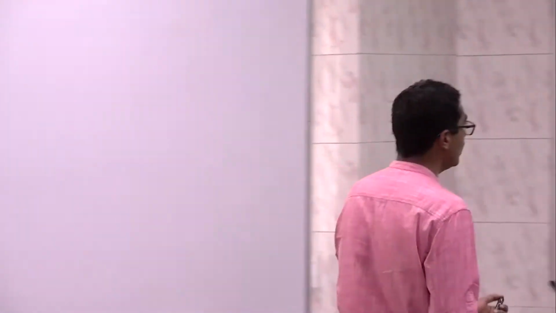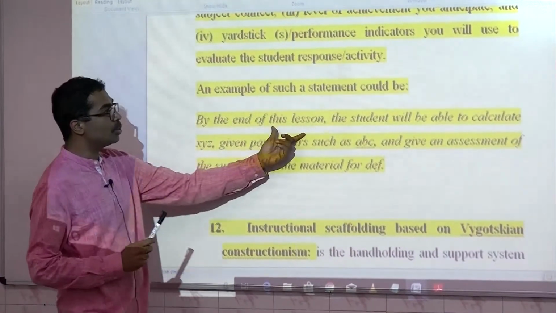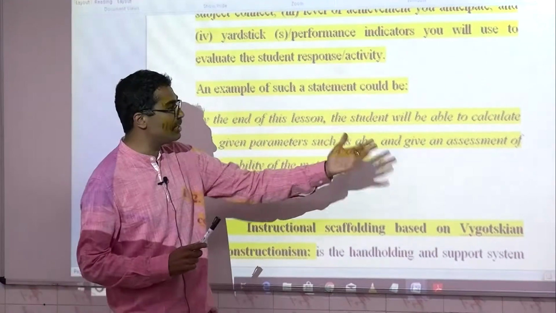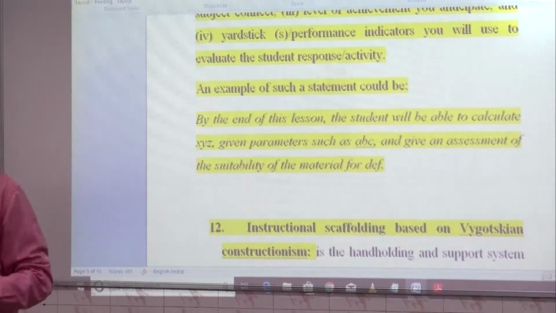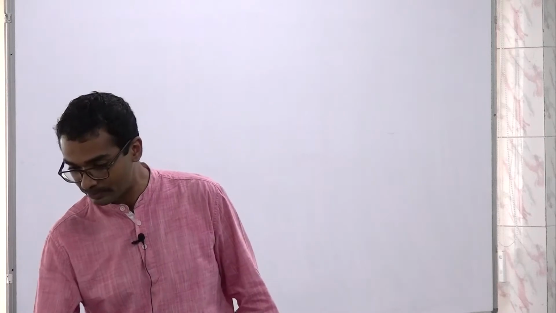For example, you can set out a learning objective for a certain lesson: the student should be able to calculate XYZ given parameters ABC, and should be able to assess the suitability of the material for XABC application. If you set out a learning objective like this, it is very clear to the student what is expected, and that enables very systematic education.